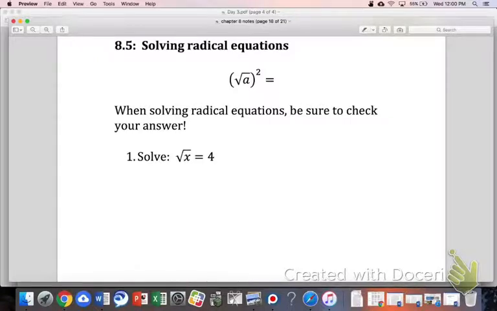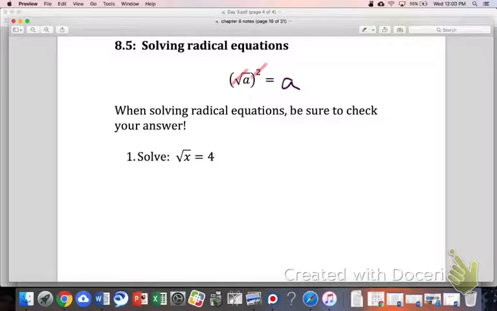So let's remind ourselves that the square root of a squared is equal to a. In other words, the idea here is that the squared and the square root essentially cancel each other out. There are some other details you might learn about in some other classes in regard to that, but for now, we're just going to go with this.